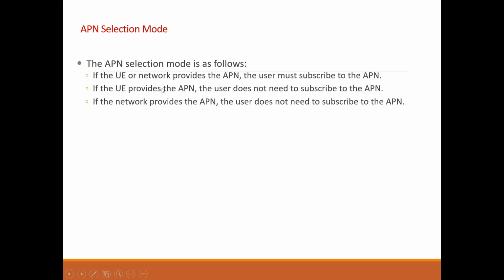So if the UE provides an APN and you're not subscribed to that APN, you're subscribed to a different APN on the HSS, you have a feature of APN correction, whereby the SGSN will auto correct the APN, and it will replace the user provided APN with the specific APN that you are provisioned to. And in that case, you will be provided the service according to the specific APN that you are subscribed to.